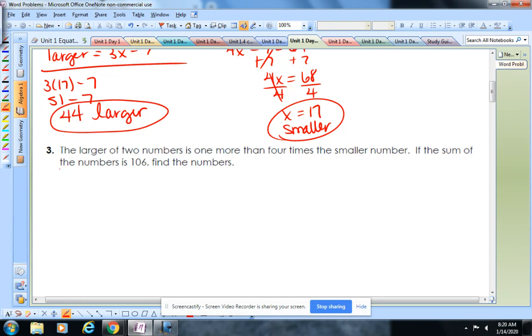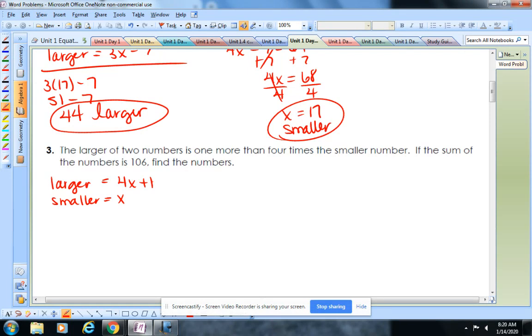Okay, so y'all help me out. We got a larger number and a smaller number. It says the larger of two numbers is one more than 4 times a smaller number. So which one do we call our small? Which one do we call x? Smaller. One more than, that means I add 1, right? 4 times means 4x, right? So the larger is 4x plus 1, or you could have said 1 plus 4x. Okay with that?